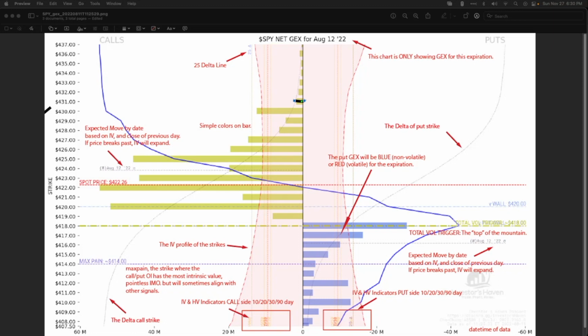I love the way he describes this, the flashlight. And that makes sense because the GEX affects the price, but the price also affects the GEX. So that's reflexivity, right? Yeah. That's your reflexivity that you're playing off of.